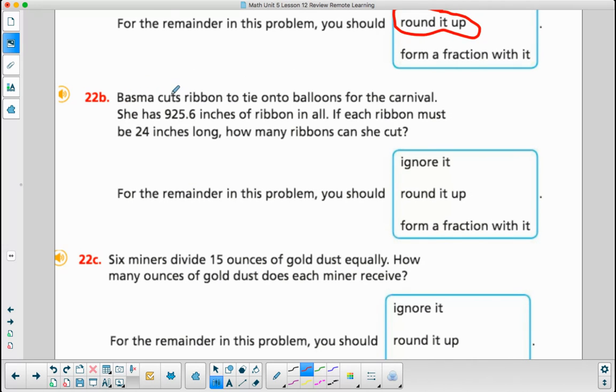22B. Basma cuts ribbon to tie onto balloons for the carnival. She has 925 and 6/10 inches of ribbon in all. If each ribbon must be 24 inches long, how many ribbons can she cut? So I'm going to take 925 and 6/10 inches divided into 24-inch sections. The part that's left is going to be less than 24, so it's not enough to tie another balloon. So I'm just going to ignore that remainder. It's ribbon that's not enough.